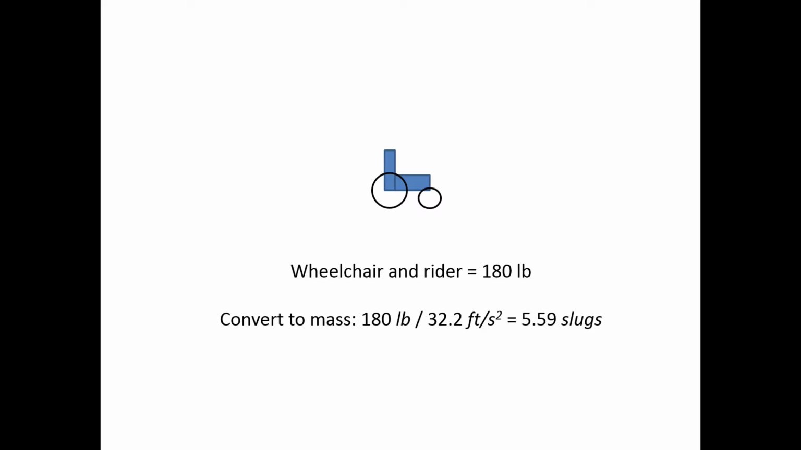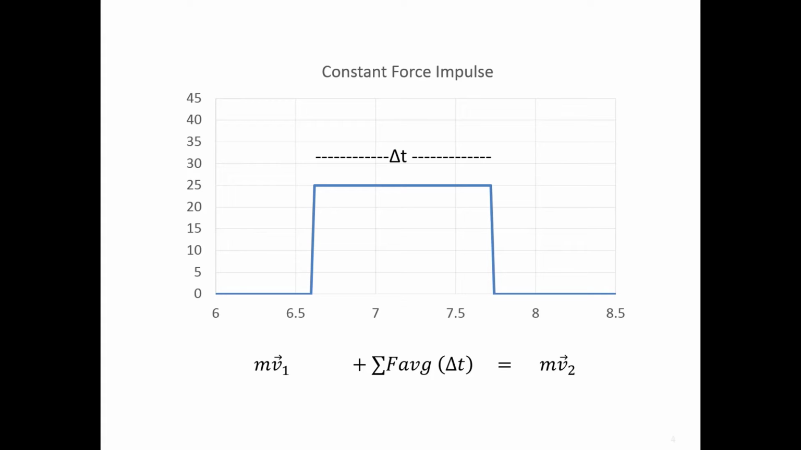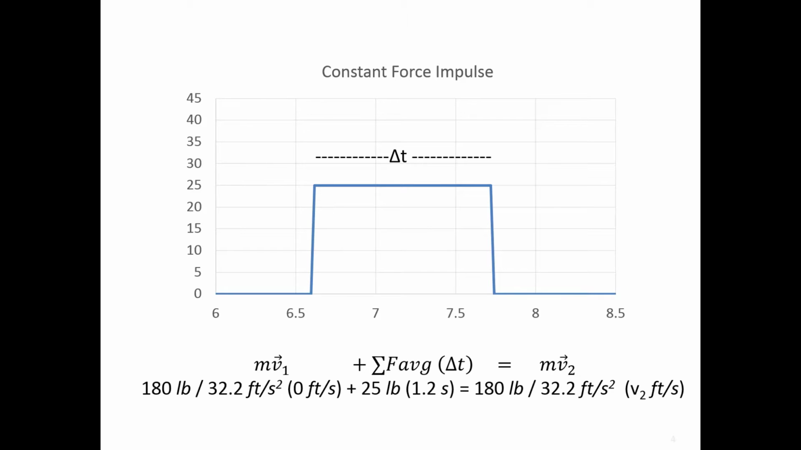Let's look at how these calculations work. If we have a weight of 180 pounds for the wheelchair and the rider, this equates to a mass of 5.59 slugs. Since we are starting from rest, our initial momentum is 0. Then, let's say we apply an instant constant force of 25 pounds for 1.2 seconds. This graph shows force on the vertical axis and time on the horizontal axis. This impulse should give us an increase of momentum, resulting in a velocity of 5.37 feet per second.